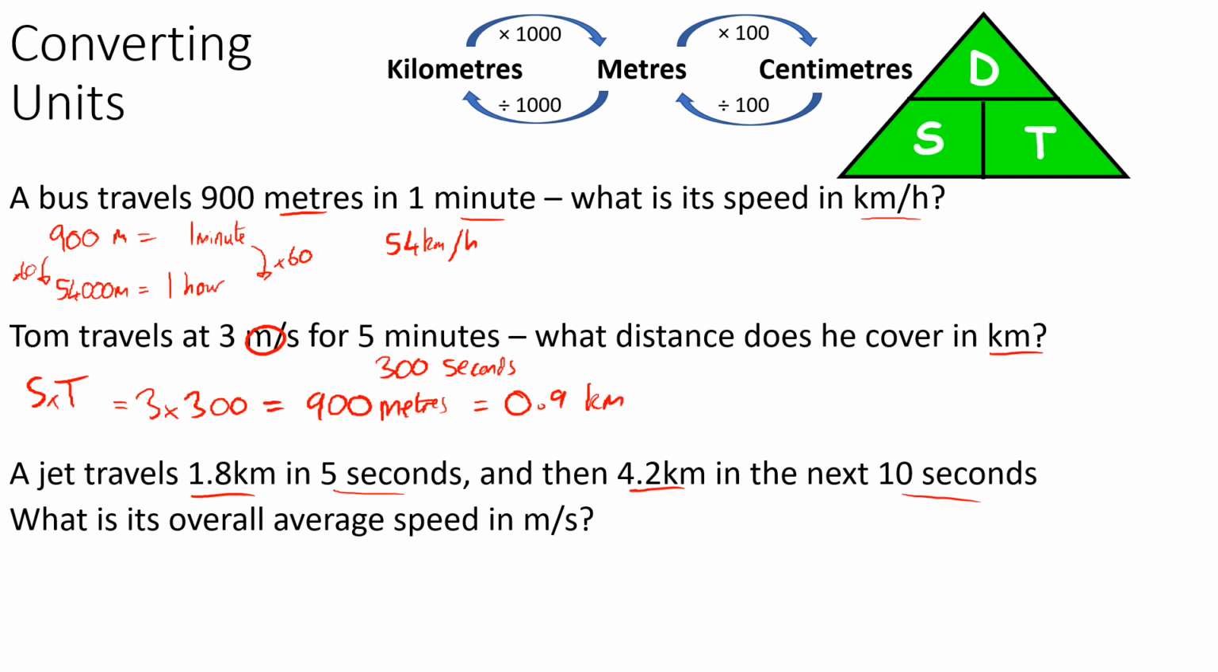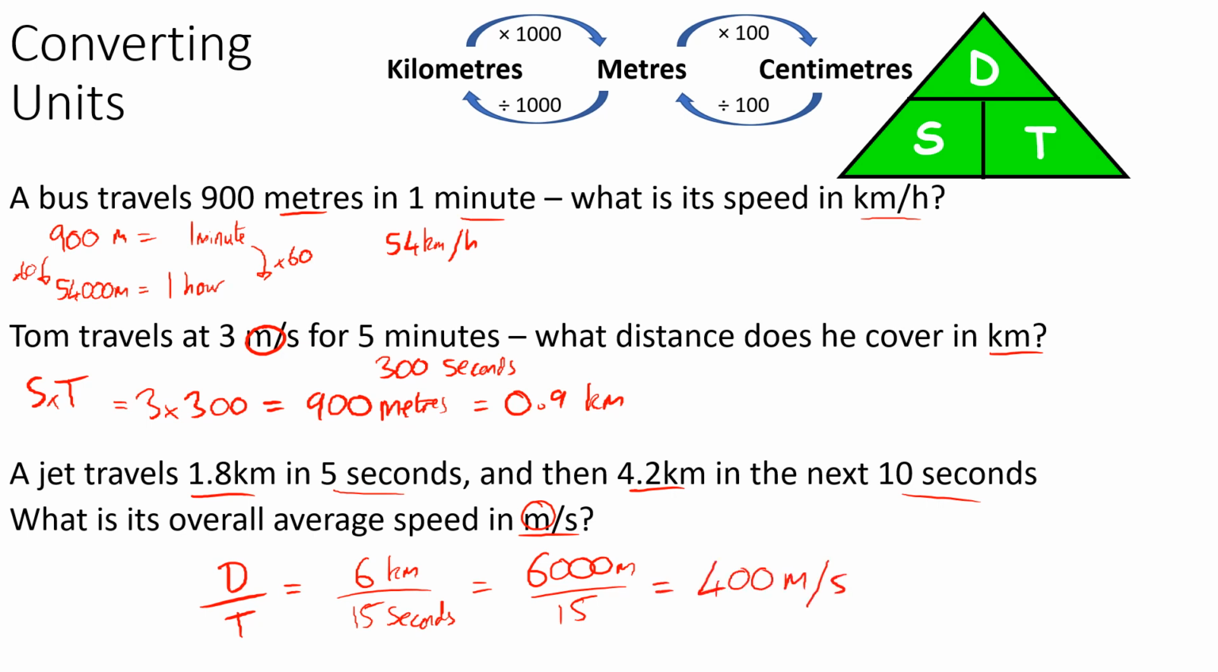Okay, lastly we've got our jet, which is traveling this far in 5 seconds and this far in 10 seconds, and we want its average speed in meters per second. So if we want an overall average speed, we need distance over time. So we want a total distance over a total time. We don't work out two separate speeds and then do something with them. We just work out overall distance and overall time. Overall distance is 6 kilometers. Overall time is 15 seconds. And that's almost fine. We want meters per second though. So we're going to change this to 6,000 meters over 15 seconds. And that's going to give us 400 meters per second.